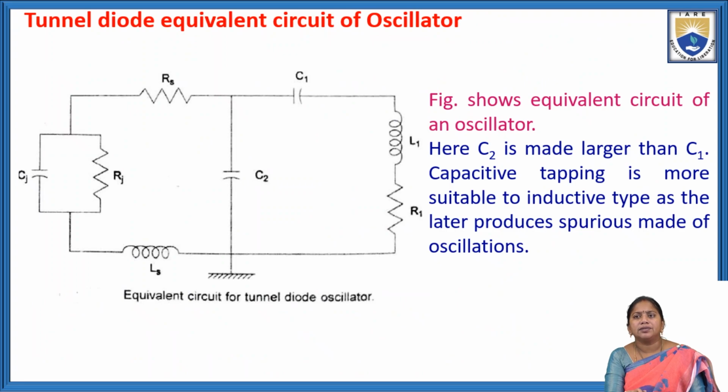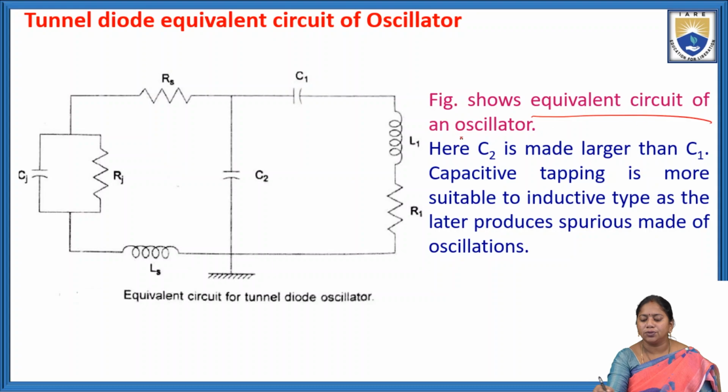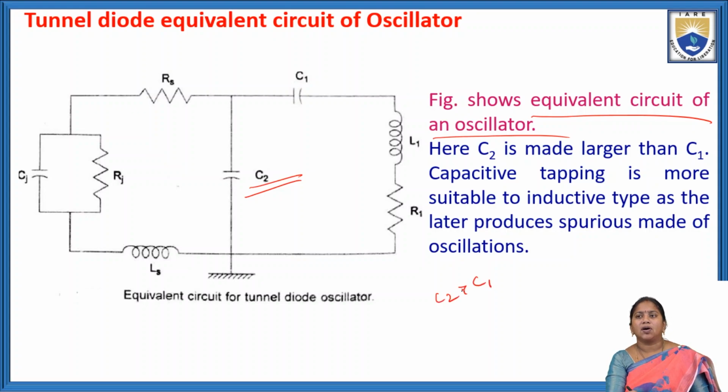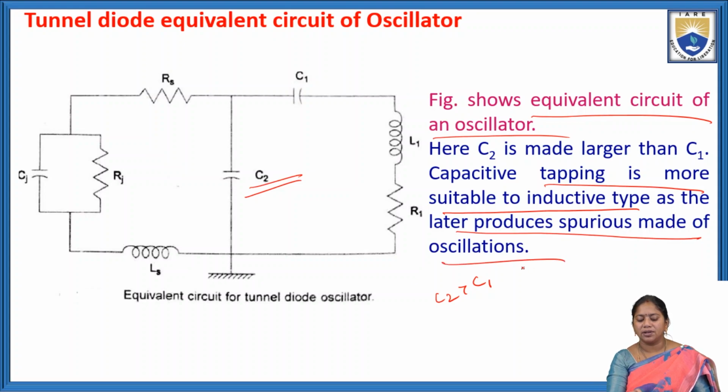Tunnel diode equivalent circuit of oscillator. The figure shows the equivalent circuit of an oscillator. Here C2 is made larger than C1. Capacitive tapping is more suitable than inductive type, as the latter produces spurious modes of oscillations.